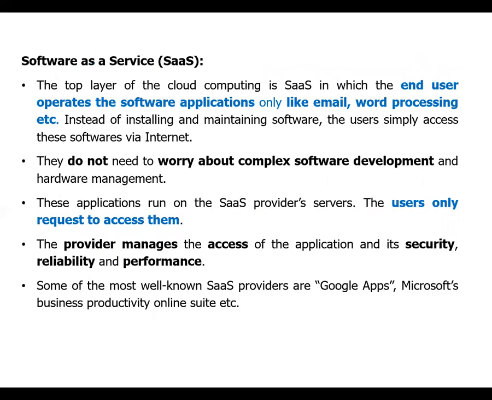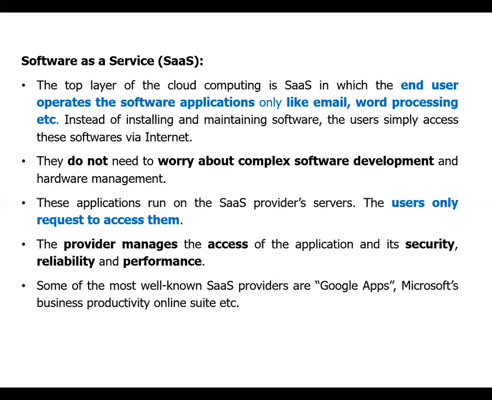Software as a service. The end user operates the top layer, as I showed you in the picture. The end user operates the software applications only, like email, word processing, etc. Those facilities are also provided by the cloud. What software are those? It could be email, or it could be an MS Word type editor, where you can write some text. Something like that.